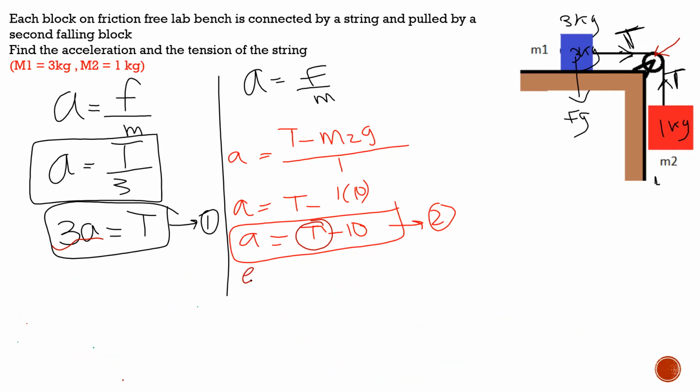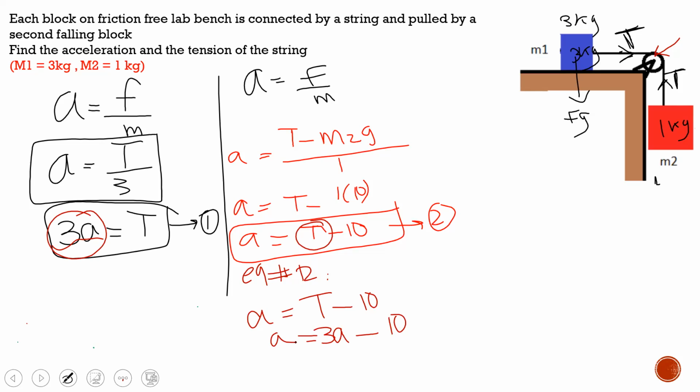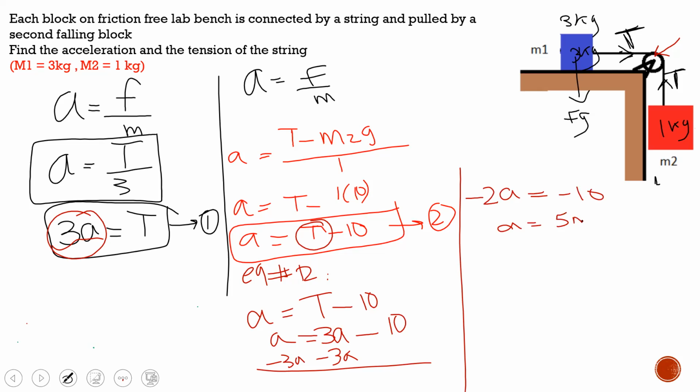Now, using equation number 2. Here, a is t minus 10. But t is equal to 3a. So I will replace t with 3a: 3a minus 10 equals a. I will isolate a on one side and the constant on the other side. Minus 3a, minus 3a. So negative 2a is negative 10. So the acceleration here is 5 meters per second squared.